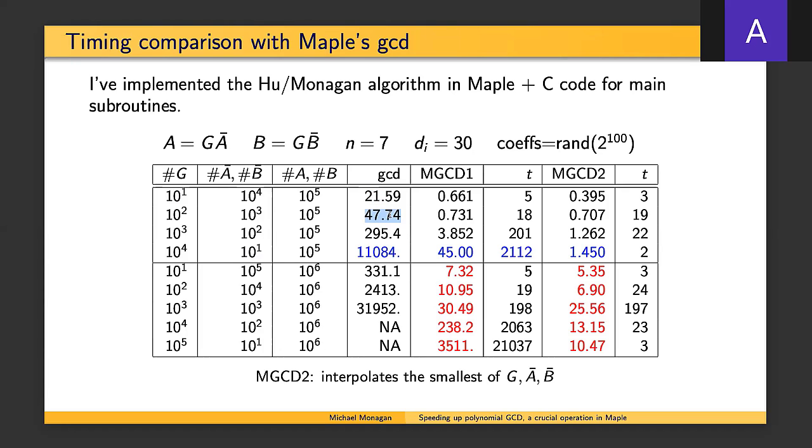And what you see in the timings is that for Maple's algorithm, the timings increase simply because we have to interpolate a bigger object. G is getting bigger. It needs more images to interpolate, so the time goes up. Goes up sort of roughly by a factor of 10. It's approximately linear increase in cost. Same happens for our algorithm.